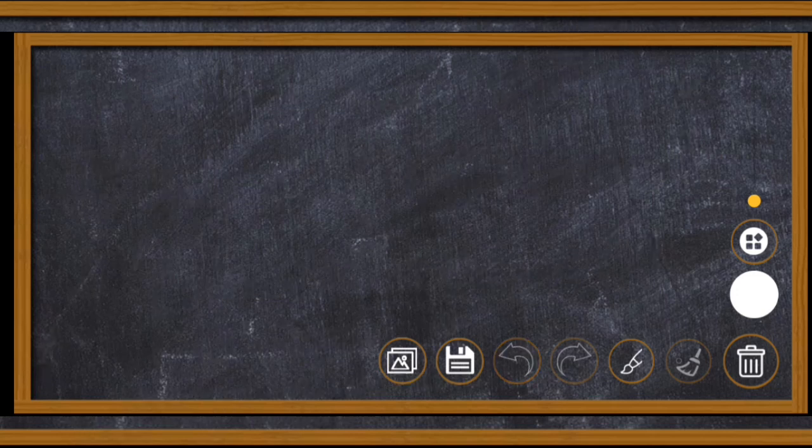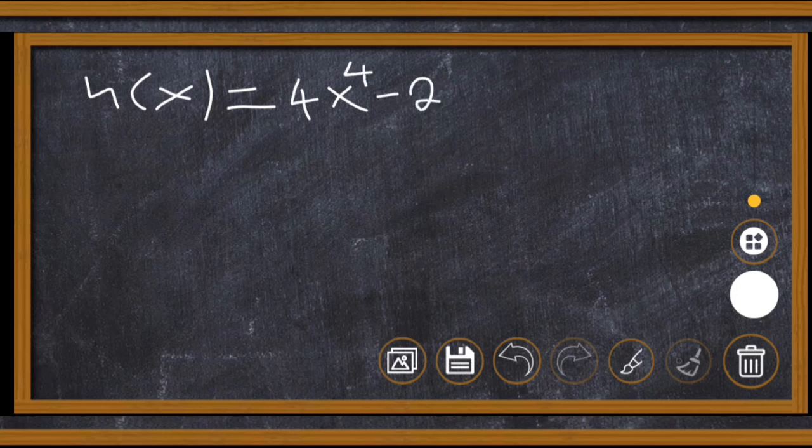So let's look at one last example. Let's say we have a function h of x equals 4x raised to power 4, and then minus 2x raised to power 3, and then plus x squared, then minus 3x, and then plus 4. So what do we think this is going to be?